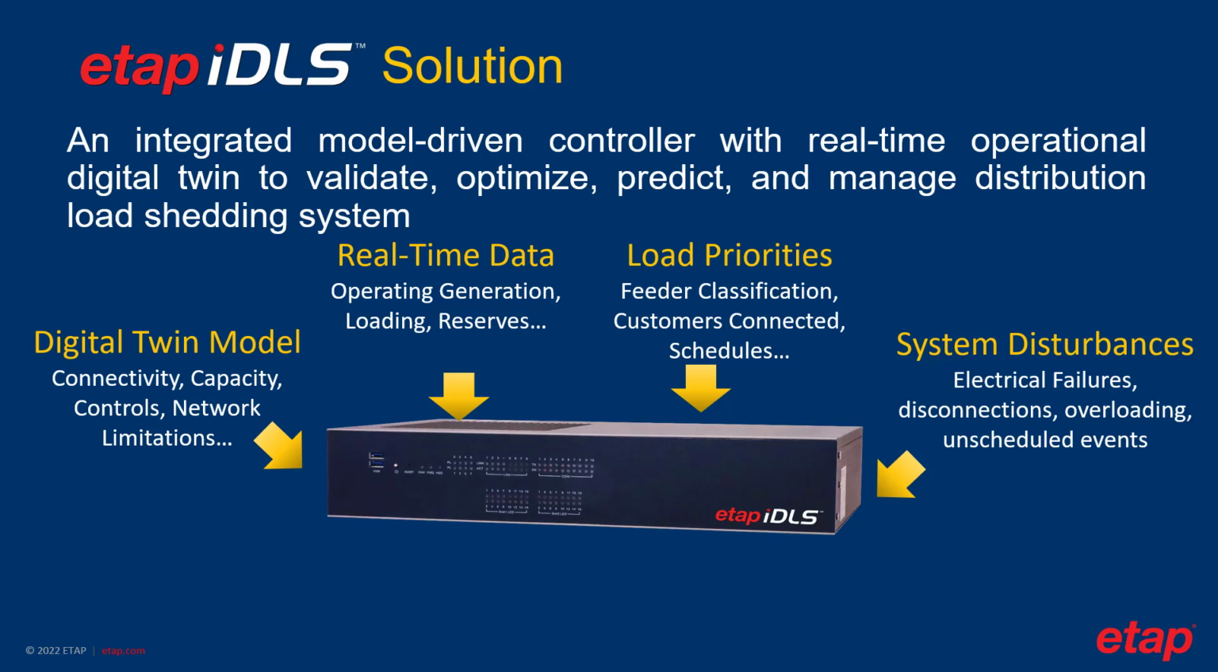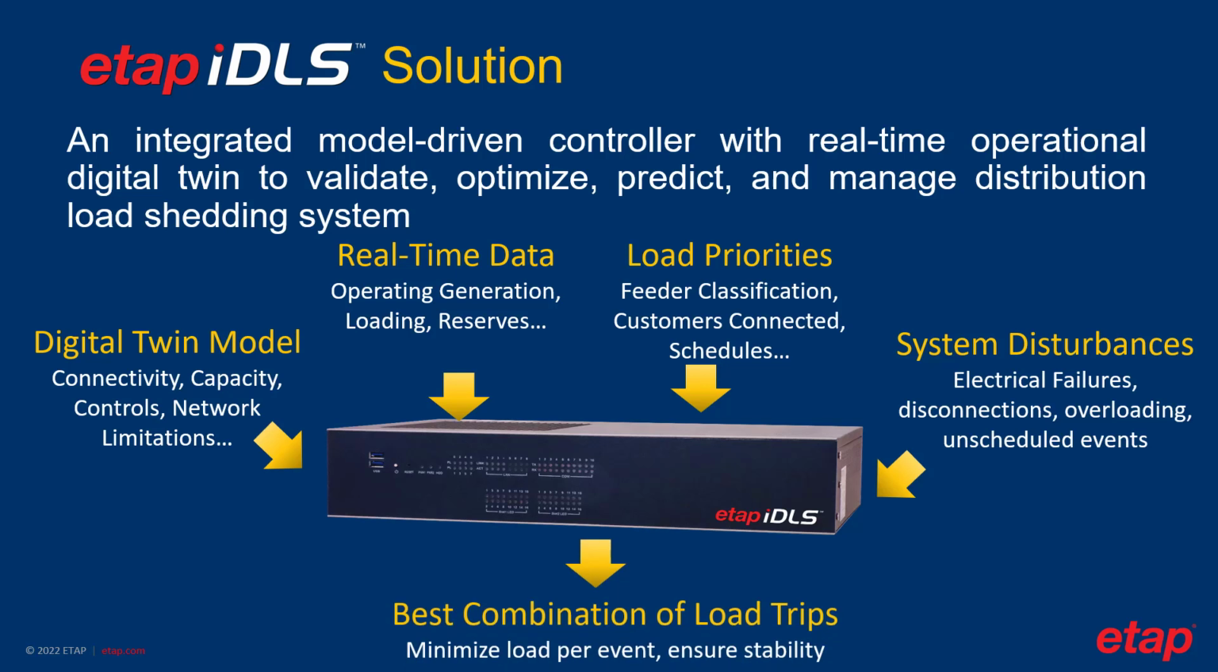Users will be able to program the ETAP controller to identify events such as under-frequency trips, overload of equipment, critical levels in reserves, and unscheduled events, just to mention a few. With all these core components in the controller, it will dynamically evaluate and continuously predict the best combinations of loads to trip. This combination of loads will be targeted to minimize the load per event, which will minimize the impact on the grid while ensuring stability across the system.